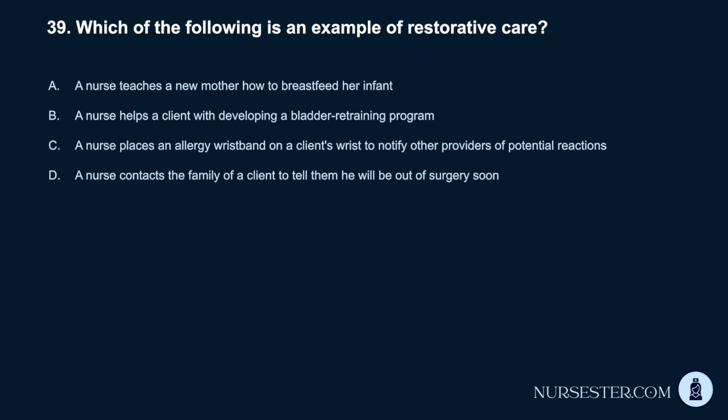39. Which of the following is an example of restorative care? A. A nurse teaches a new mother how to breastfeed her infant. B. A nurse helps a client with developing a bladder retraining program. C. A nurse places an allergy wristband on a client's wrist to notify other providers of potential reactions. D. A nurse contacts the family of a client to tell them he will be out of surgery soon. Correct answer, B. A nurse helps a client with developing a bladder retraining program.